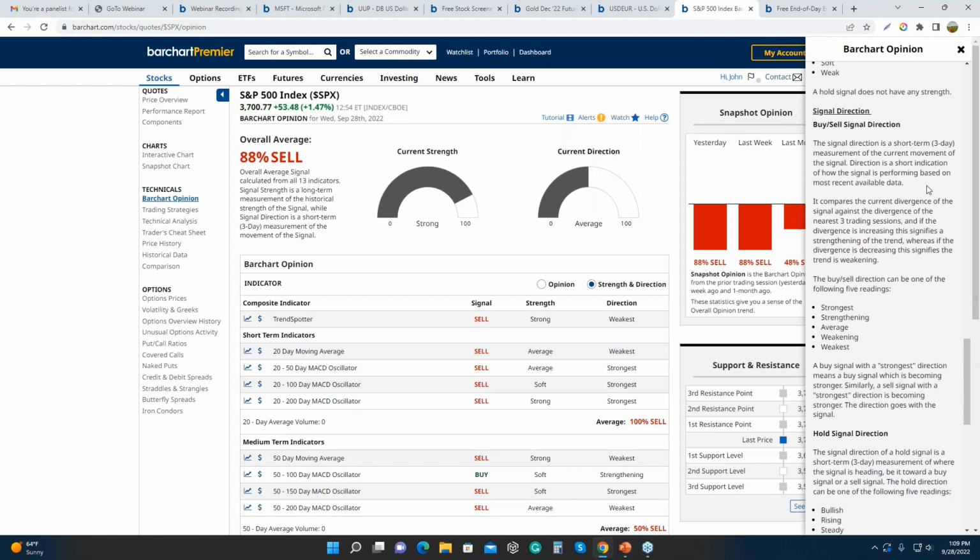signal is more of a short term, a 3-day momentum of current price movement as it relates to the indicator signal that we're looking at. Now, in terms of our race car, this is kind of our tachometer. Is our trend revving, or is it idling, or has it just shifted gears?